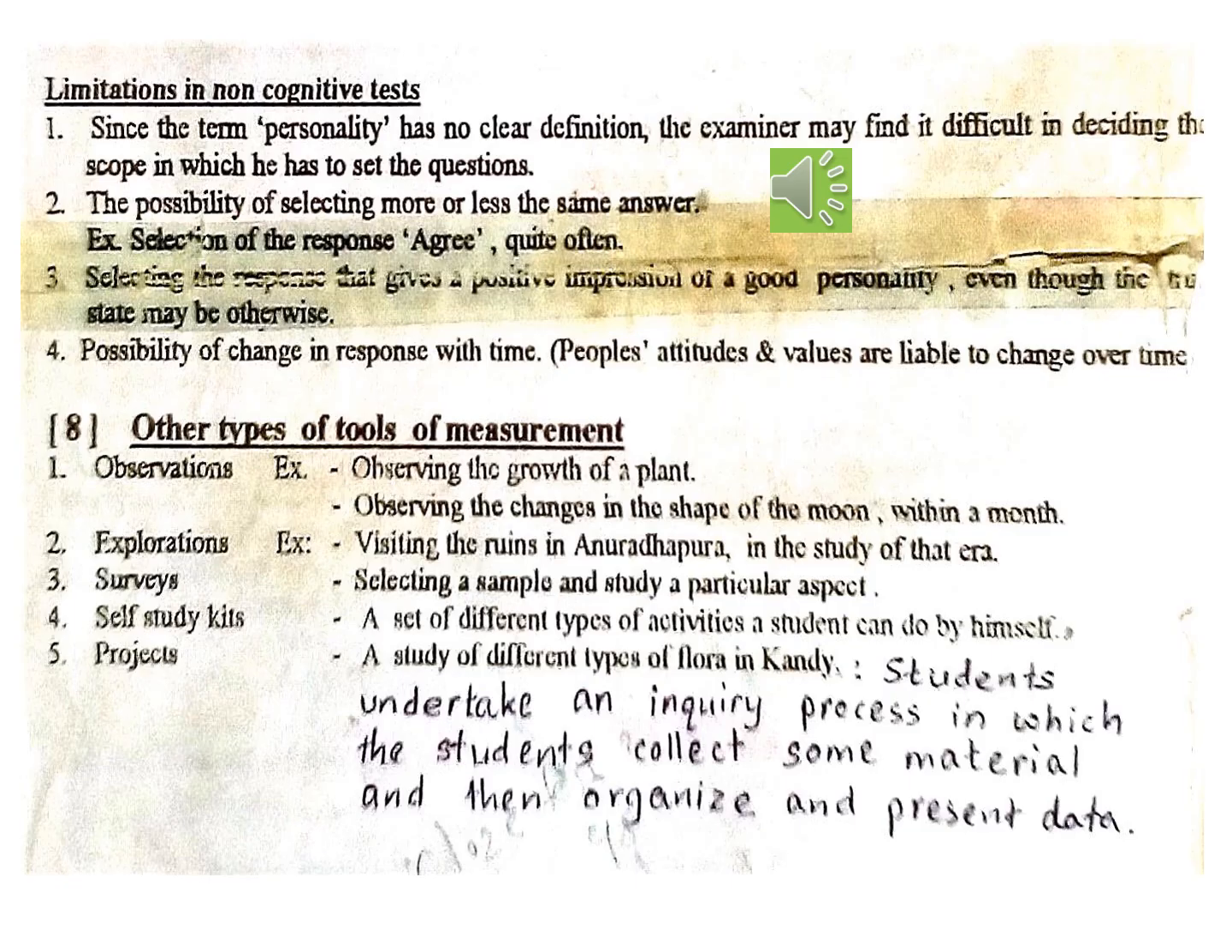For example, visiting the ruins in Anuradhapura in the study of that era. Surveys, self-study kits. What are those? A set of different types of activities a student can do by himself. If we take adverbs, then you can prepare activities for time adverbials, place, manner, with answers also. The students can study them: self-study kits.